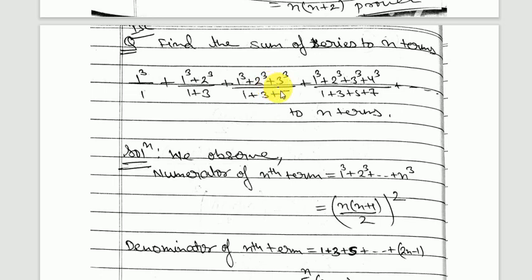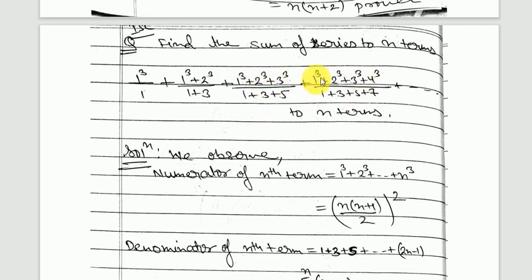Okay, so here if you try to observe the numerator, this is the second term of this series, so it's going from 1 to 2. In the numerator you can see there is a sum of cubes of natural numbers, and since it is the second term, we are taking the sum till 2 only. If you see the numerator of the third term, it's the cube of natural numbers, and we are going till 3, because we are in the third term.